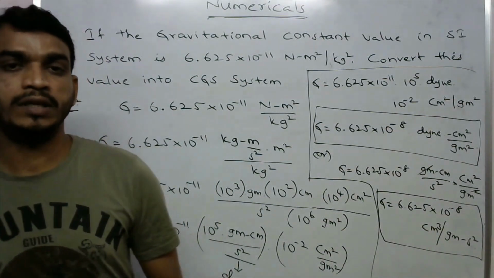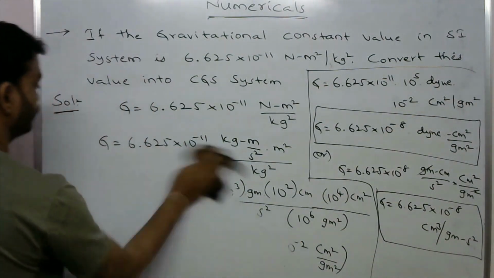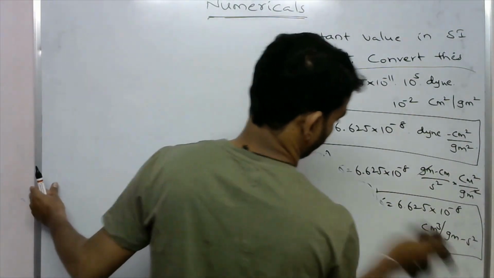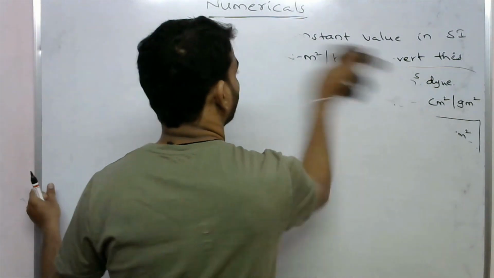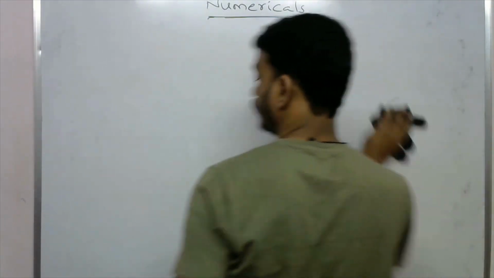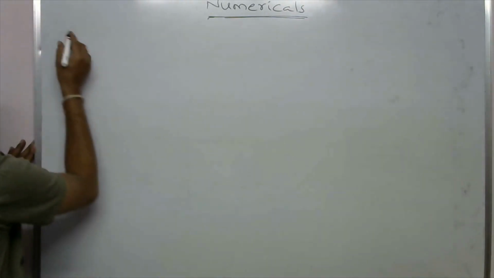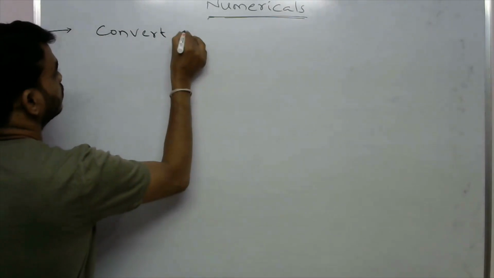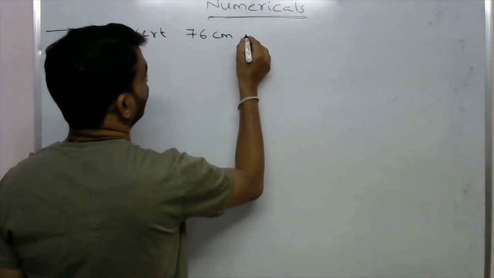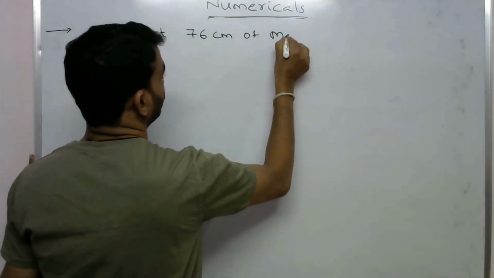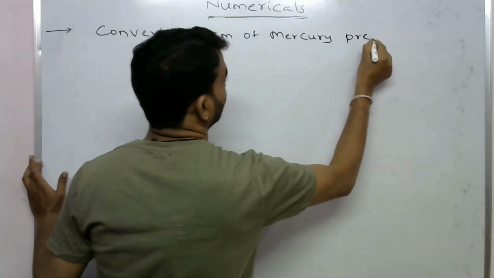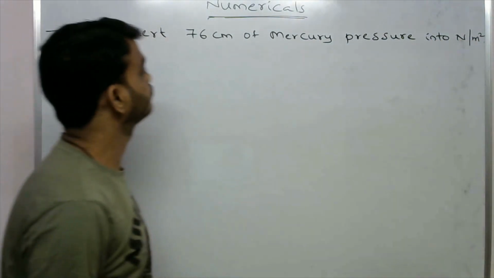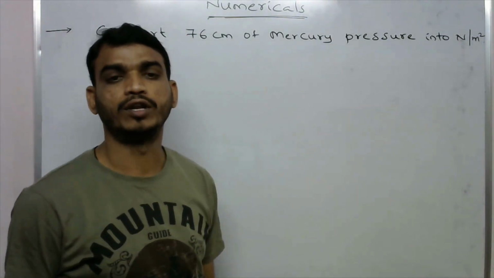And the last problem we will see. So the last problem is: convert 76 centimeter of mercury pressure into Newton per meter square. 76 centimeter of mercury pressure into Newton per meter square. Okay.